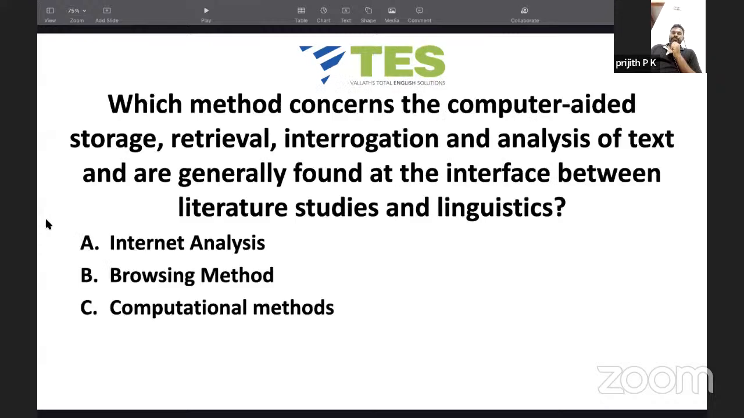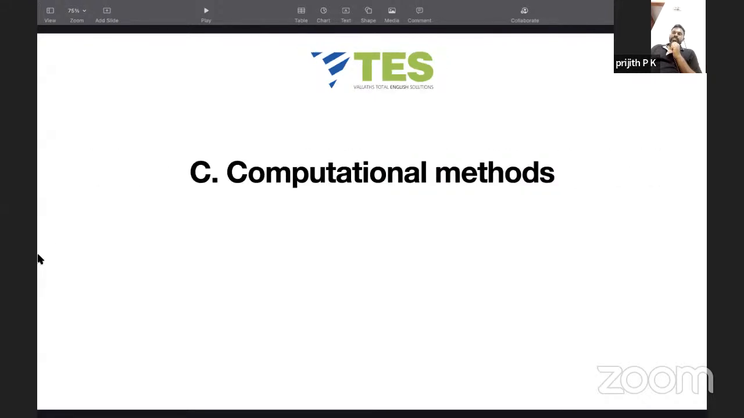Next question. Which method concerns the computer-aided storage, retrieval, interrogation, and analysis of text and is generally found at the interface between literature studies and linguistics? Options: A, internet analysis. B, browsing method. C, computational methods. And we have the answer, computational methods.